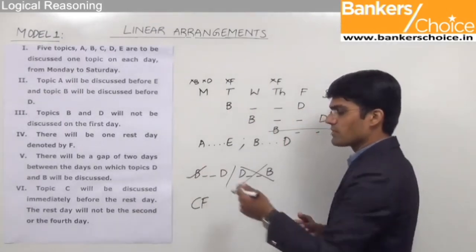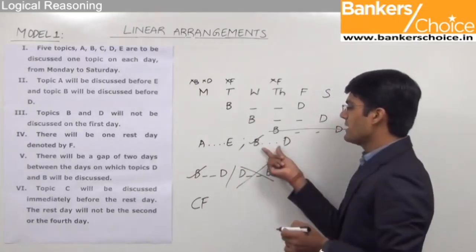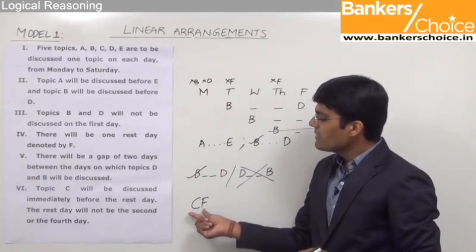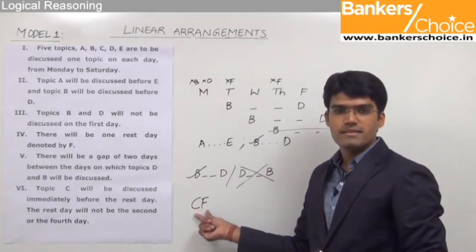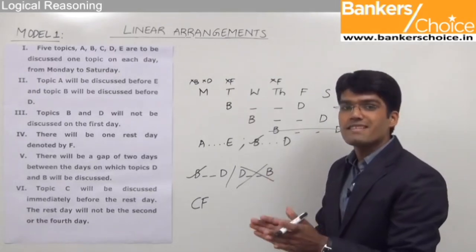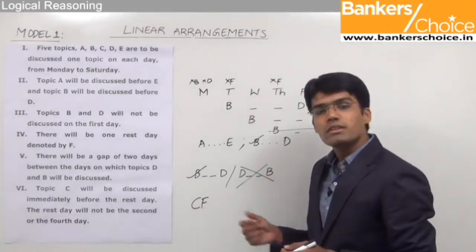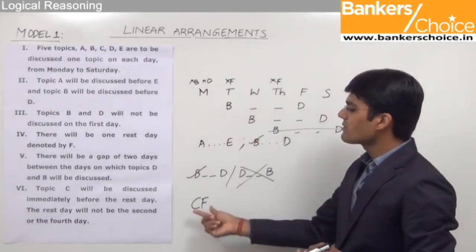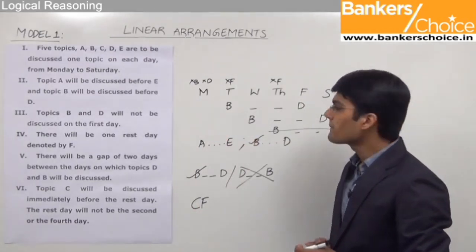So this point has been used, and we have also used this point, that is topic B has to come before topic D. Now let us try to use this point, that is topics C and F should come together. That means there should be 2 consecutive days available for these 2 topics. So let us try to see in which of these 2 cases topics C and F can be adjusted.